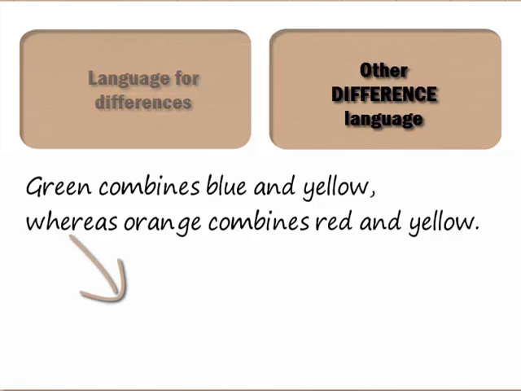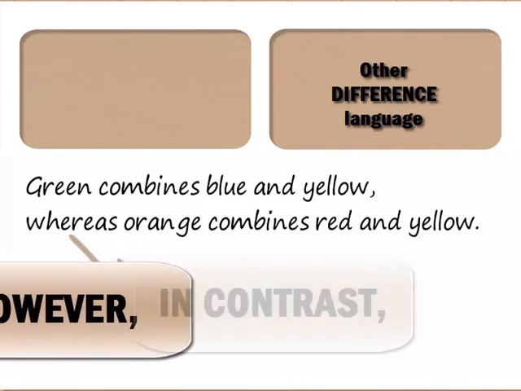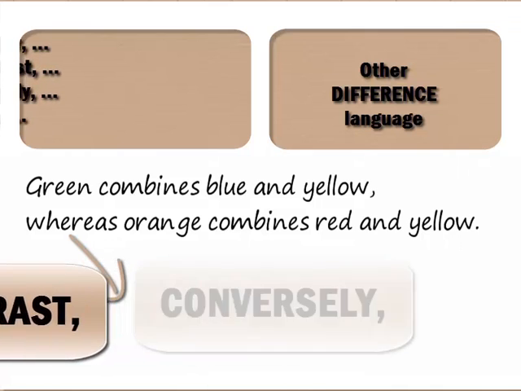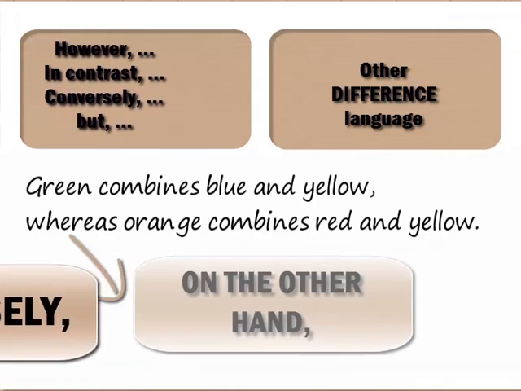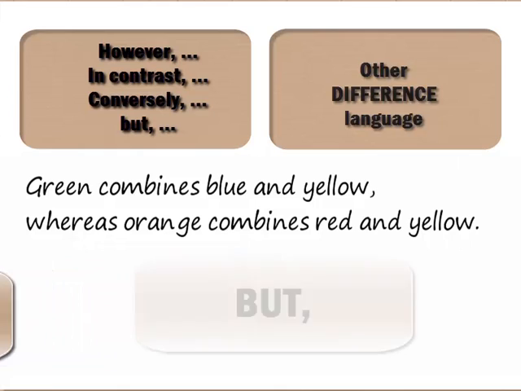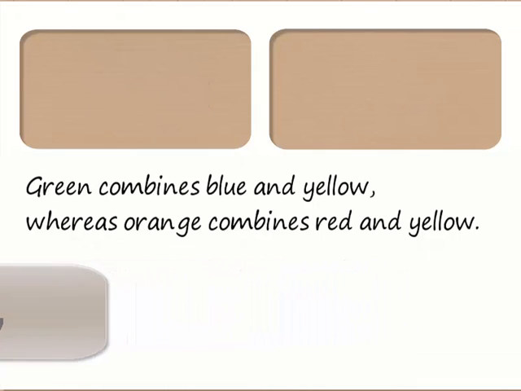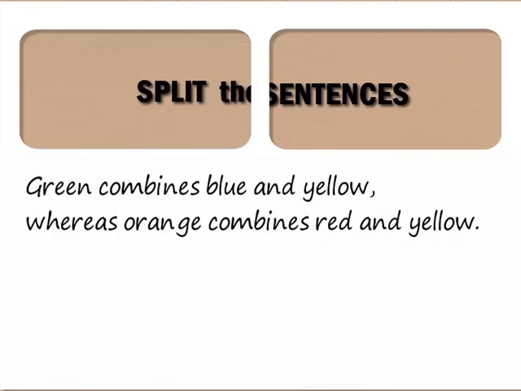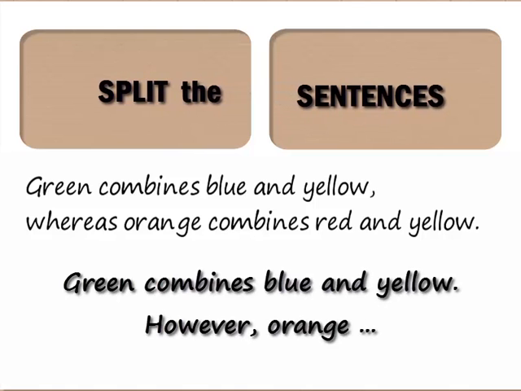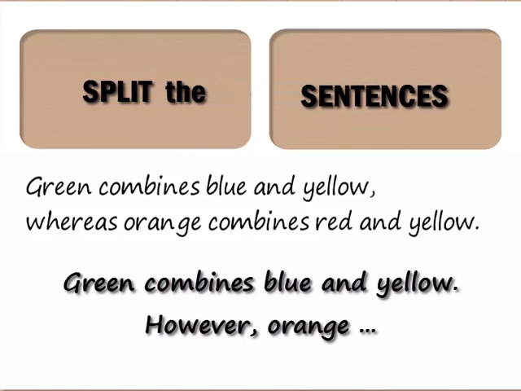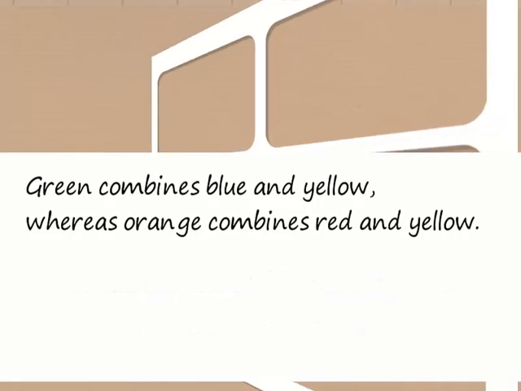Alternatively, I could have used other words. However, in contrast, conversely, on the other hand, but. I could also have split the sentences and started with the comparison word. Another common structure we can use is to talk about the similarities first and then discuss the differences.